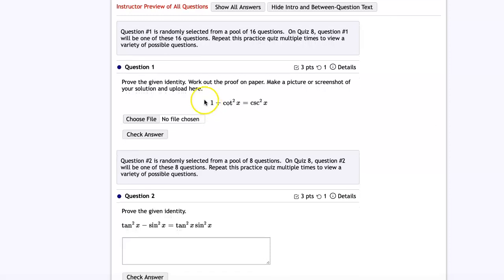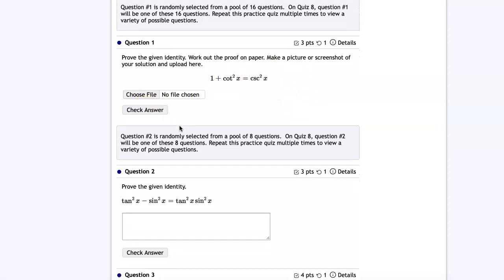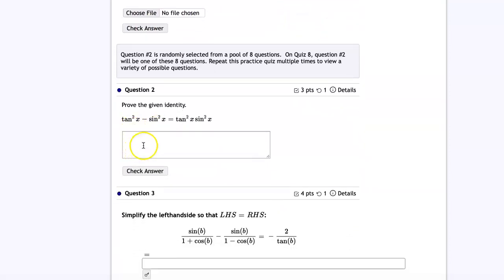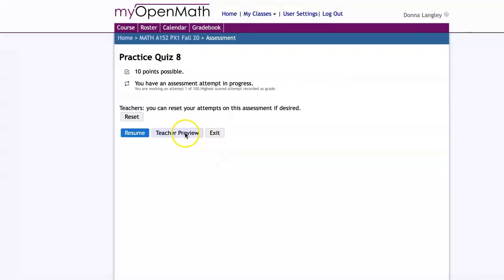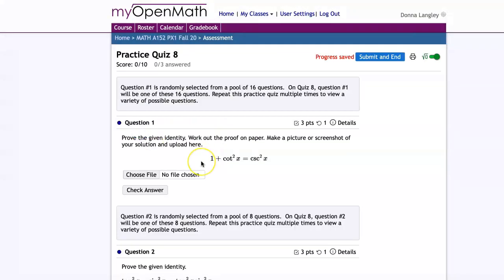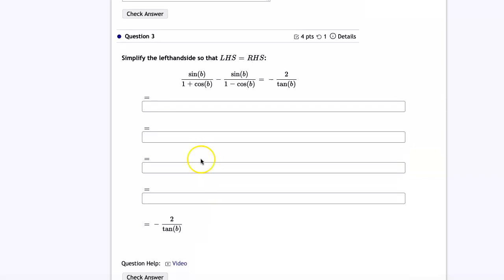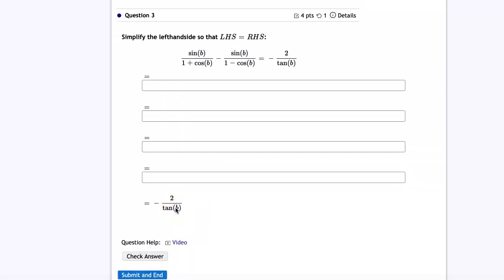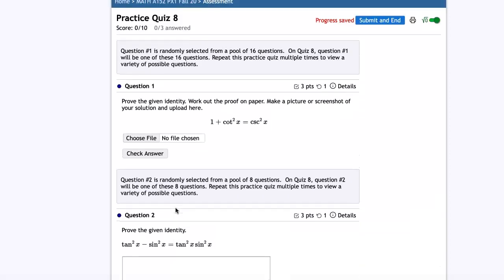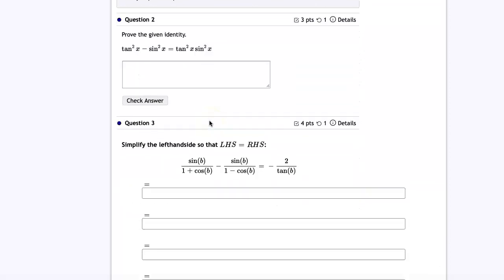And you're going to have a proof where you need to have a chosen file, a proof where you need to type up your answer, a proof where you need to fill in the blank, and that's it. So these 3 types of questions are going to be on the quiz.